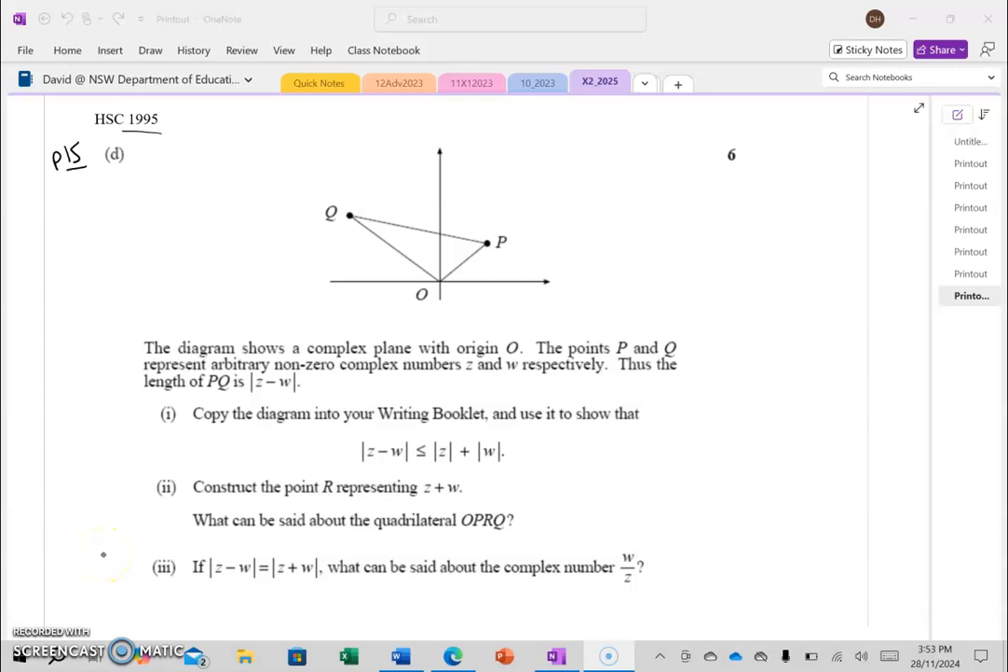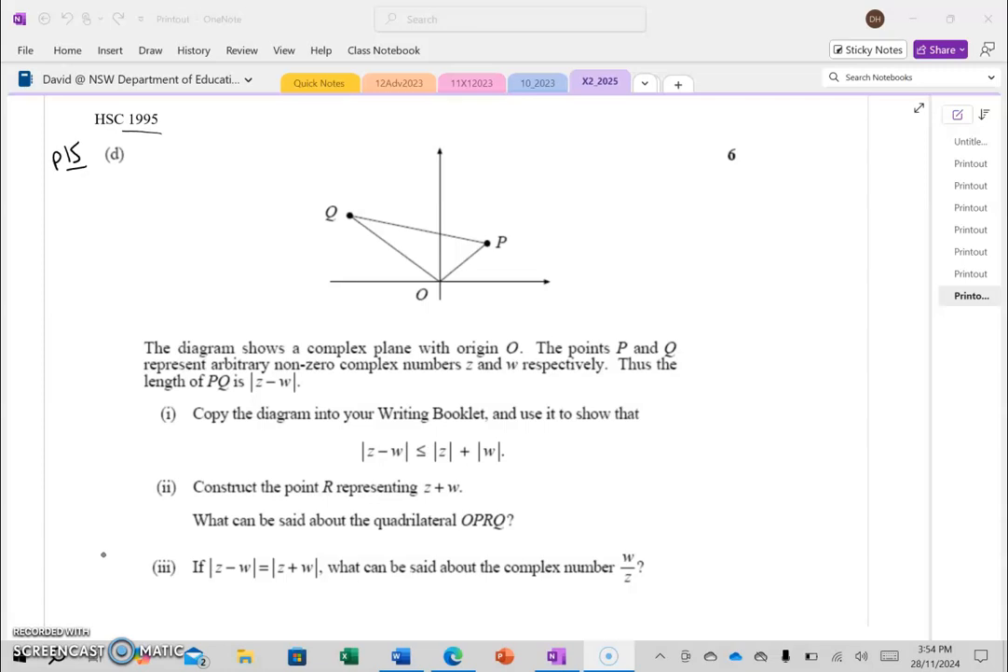Okay, an old extension to HSC question. Let's have a look. The diagram shows a complex plane with origin O. P and Q represent arbitrary non-zero complex numbers Z and W respectively. Thus the length of PQ is the absolute value of Z minus W.